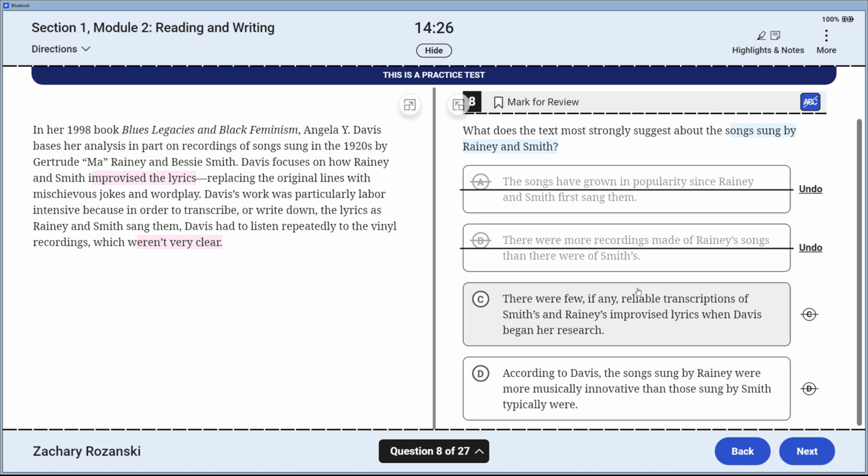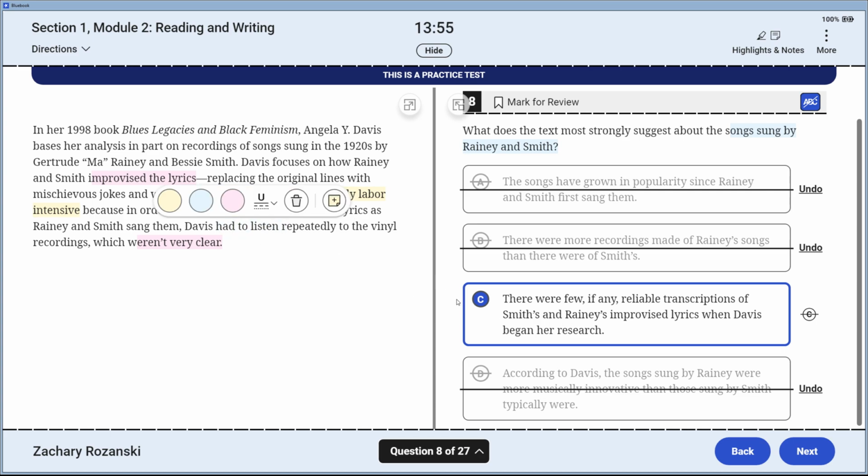There were few, if any, reliable transcriptions of when they began. Davis's work was particularly labor intensive because she had to write them down and listen to the recordings, which wasn't very clear. Reliable, yes. This was the person who did it. So it wasn't that they were growing in popularity. A says there just weren't many of the recordings for them to do. According to Davis, the songs were more innovative. No. B and D are drawing comparisons that aren't there. All we have is that the bad quality made the songs hard to hear, so it wasn't reliable. It's got to be C.